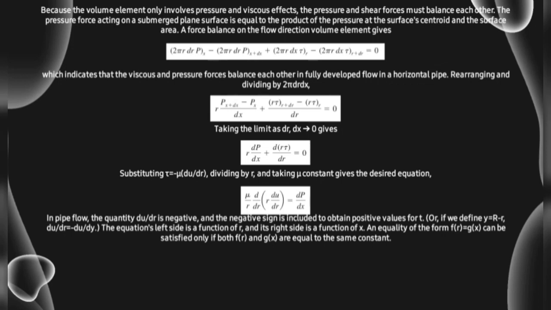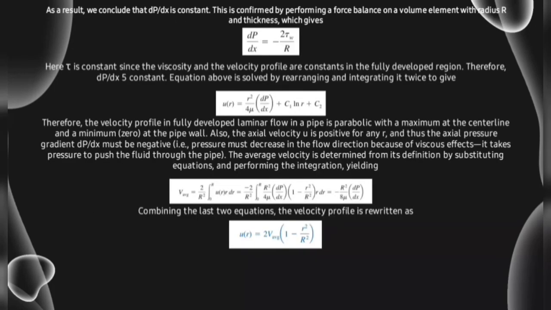Then substituting tau equals negative mu du/dr, dividing by r, and taking mu constant gives the desired equation. In pipe flow, the quantity du/dr is negative, and the negative sign is included to obtain positive values for tau. The left side of the equation is a function of r and its right side is a function of x. An equality of the form f(r) = g(x) can be satisfied only if both f(r) and g(x) are equal to the same constant. As a result, we conclude that dP/dx is constant.